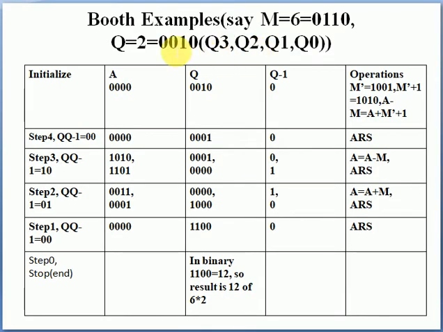So this is the example. Here we are considering M equal to 6, meaning the multiplicand value is 6, and the binary integer of number 6 is 0110. And Q is the multiplier here, which is 2, and the binary integer is 0010. So you can say Q naught is 0, Q1 is 1, Q2 is 0, Q3 is 0. Okay, so make this table.